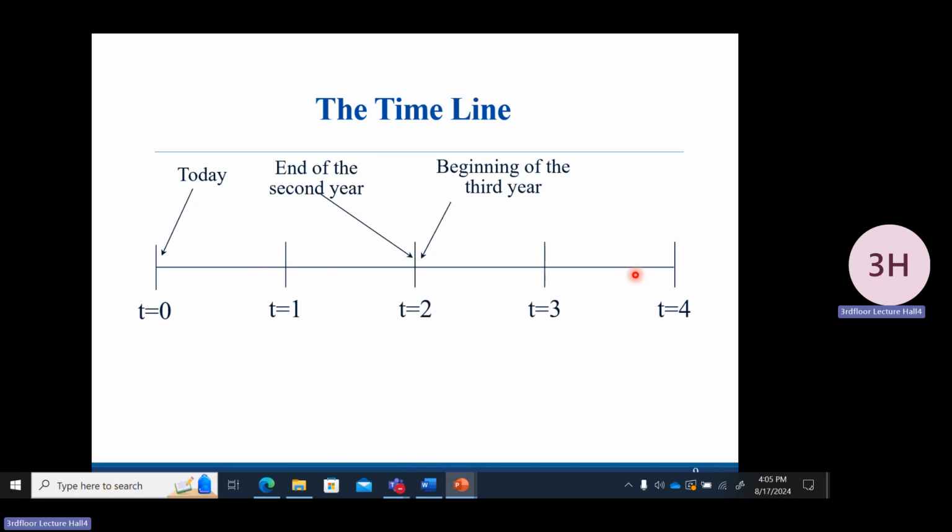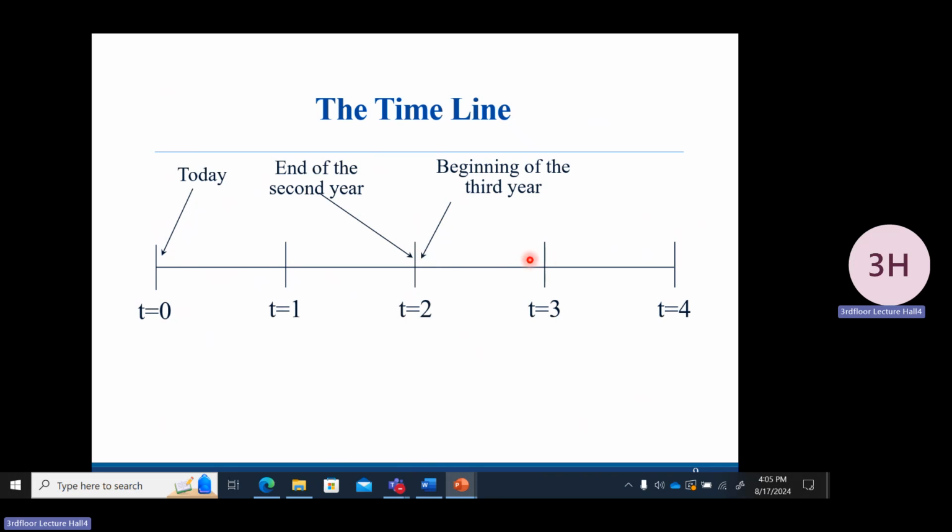Likewise, you can draw this timeline for whatever period. Normally this gap indicates some time period. It can be a year, day, week, quarter, whatever. If it is a year, this is the beginning of year 1, and this is the ending point of year 1. Suppose this gap, this period, then you can define this as the beginning of the 3rd year. Understanding, right?